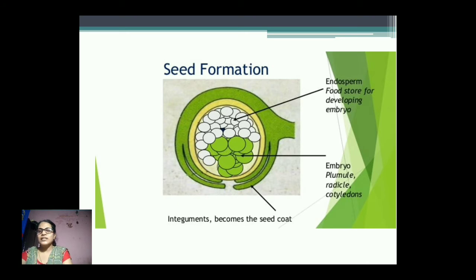Then how is a seed produced? Integument, meaning the outer covering of the ovule, produces the seed coat, and the seed is produced when endosperm food is stored for the developing embryo. It is known as an endospermic seed, and it also contains embryo, plumule, radicle and cotyledon.